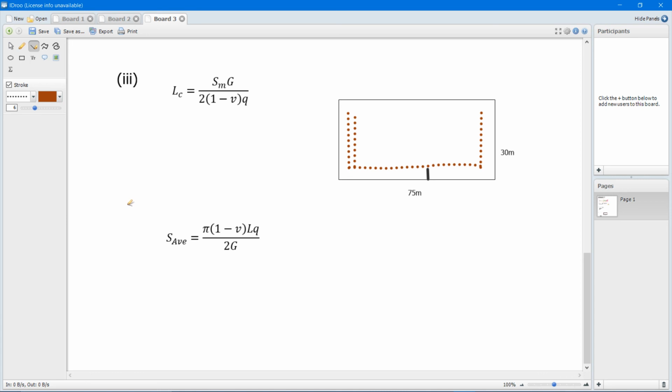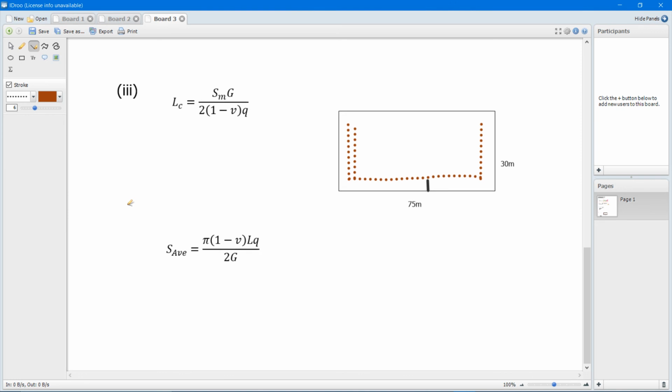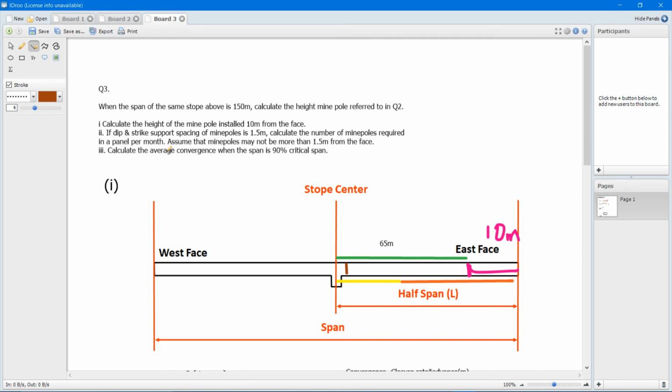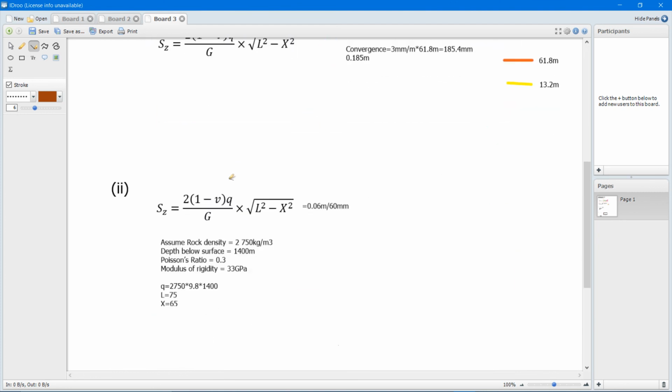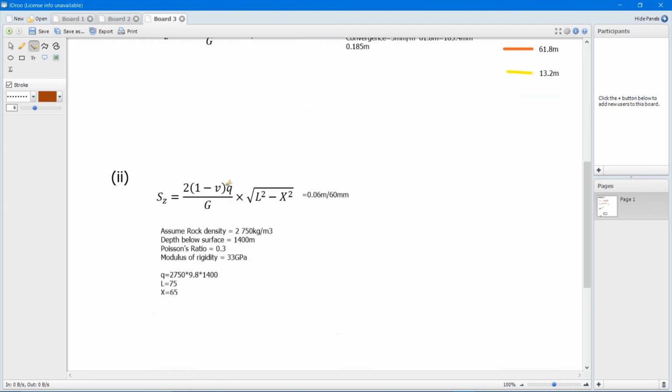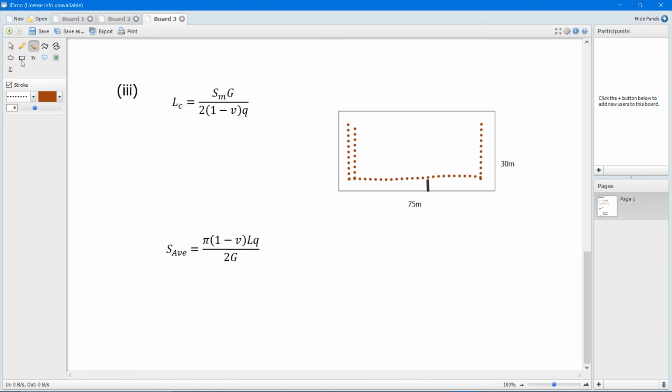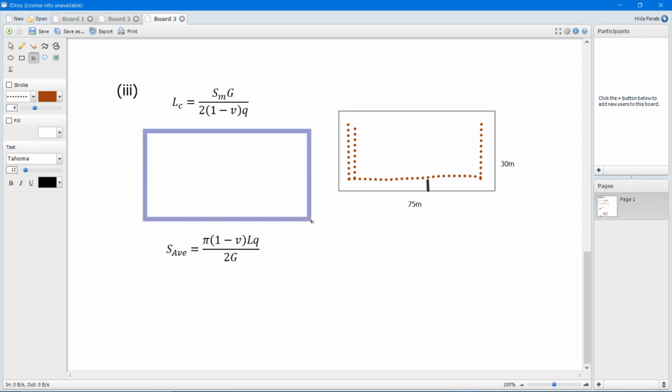So what is our monthly advance? Because in that case, we can know how many poles are required per month once we know how much we've advanced within the month, right? Agreed? Okay. So now we are calculating monthly advance.